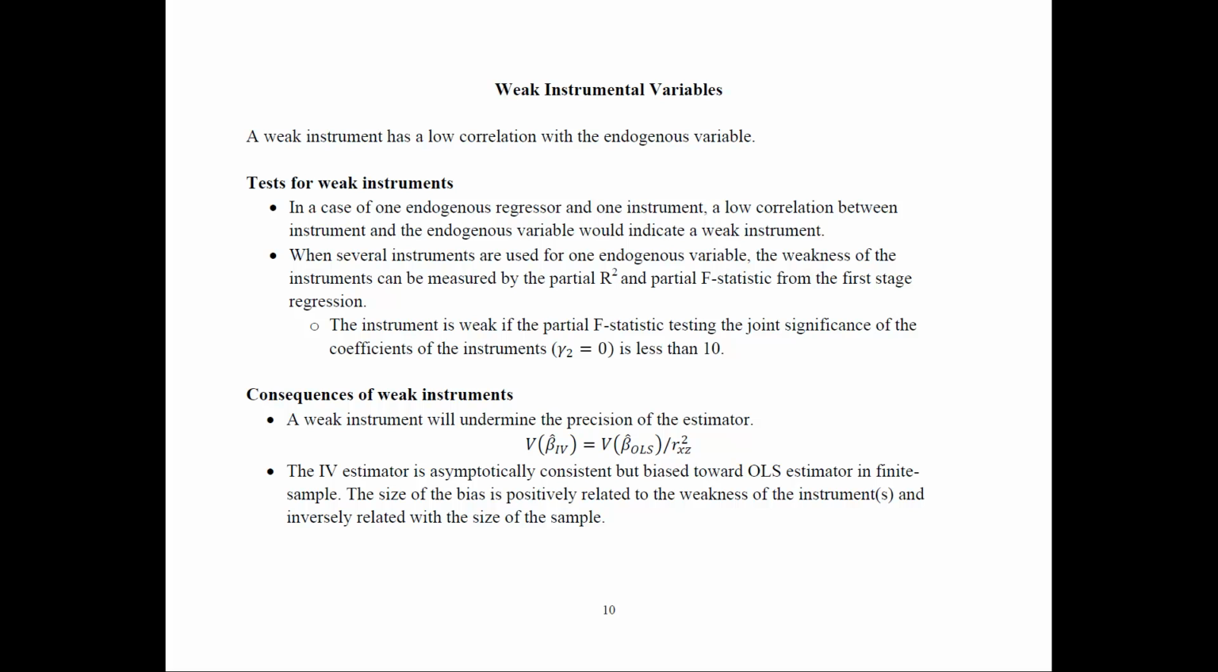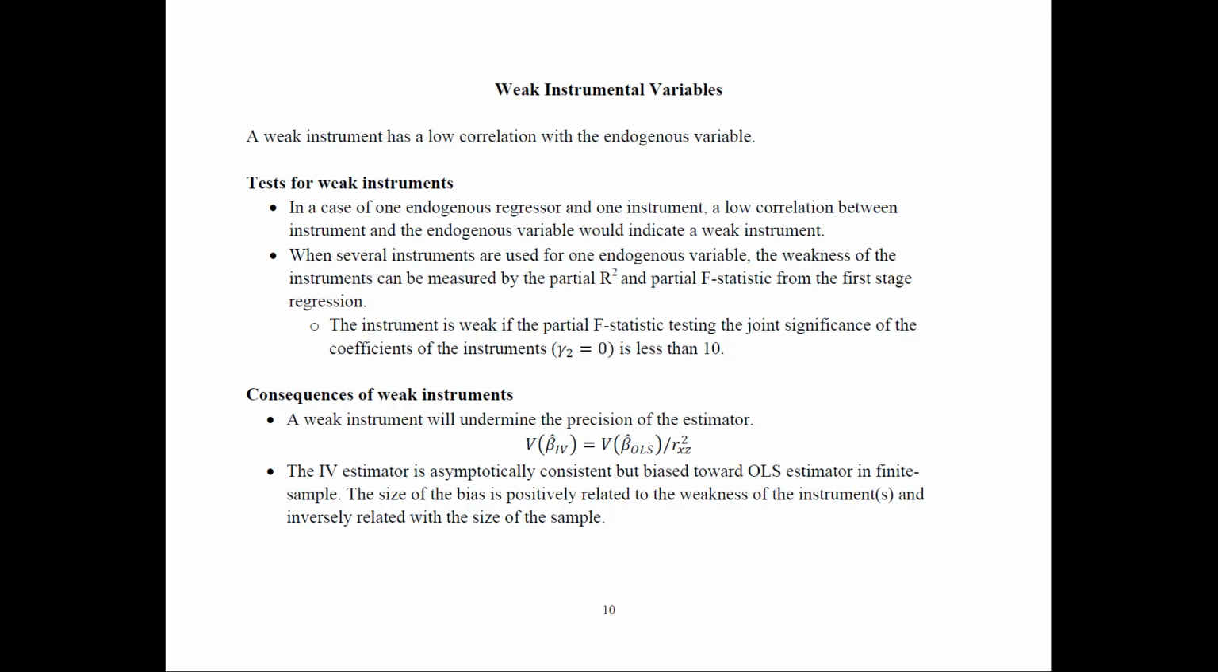We have low correlation. So if we would like to test for weak instruments, in case of one endogenous regressor and one instrument, a low correlation between the instrument and endogenous variable would indicate a weak instrument. So what we can do is just a plain simple correlation between the endogenous regressor and the instrument, and then you look at the correlation. If it's very low, then that would indicate a problem of weak instrumental variables.